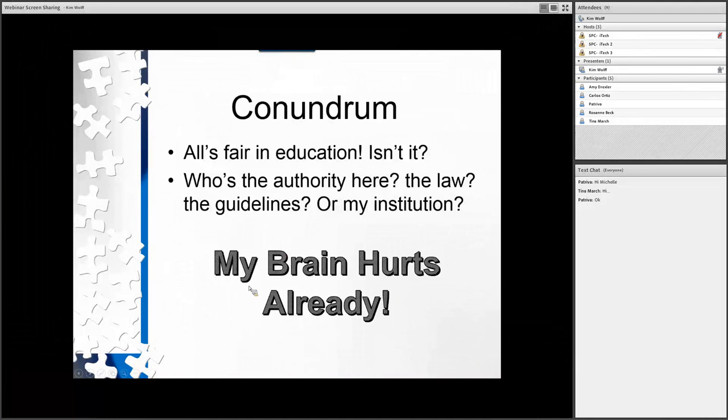We'll go on through, and as I said, this is a conundrum for a lot of people. Some operate under the assumption that because we're using it for education, we can use it, and that's not always the case. We often have to consider who the boss is. Is it what the college says? Is it what the law says? Is it the guidelines that we sometimes read? So it's something that people begin to develop angst over.